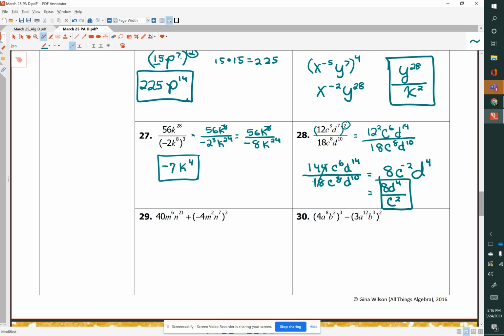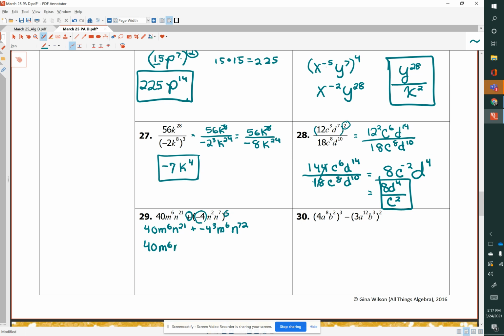We have our last two problems. So we're going to just copy down the left side, and we're going to work on the right side first. So we have negative 4 raised to the third power. M, 2 times 3 is 6. N, 7 times 3 is 21. And it looks like we're headed toward like terms here, which usually happens when you add or subtract. Now, that negative 4 to the third power needs to be evaluated.